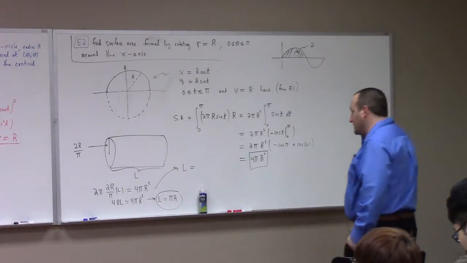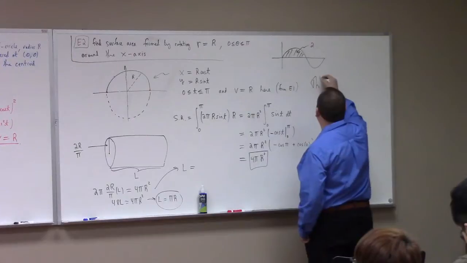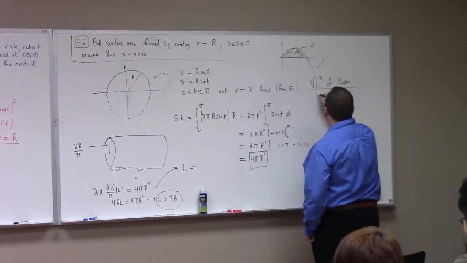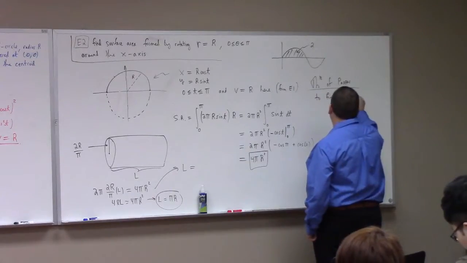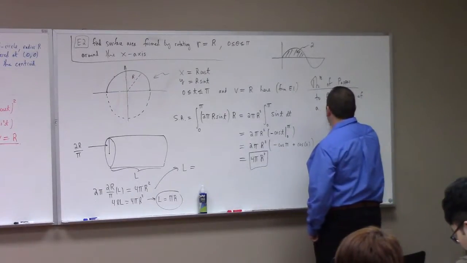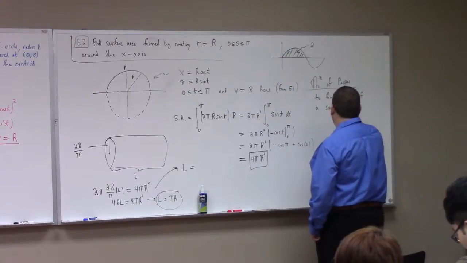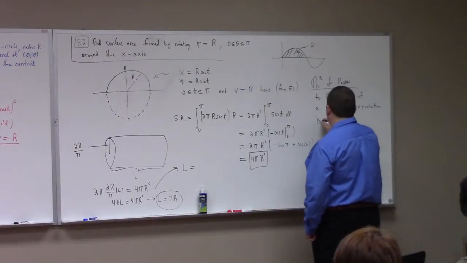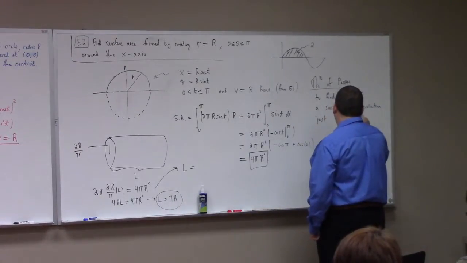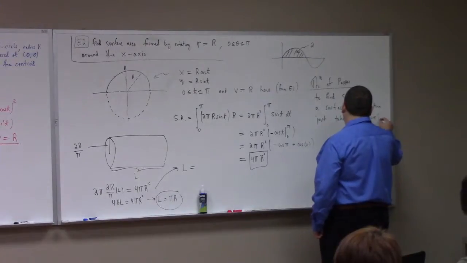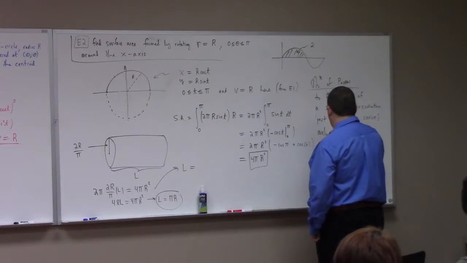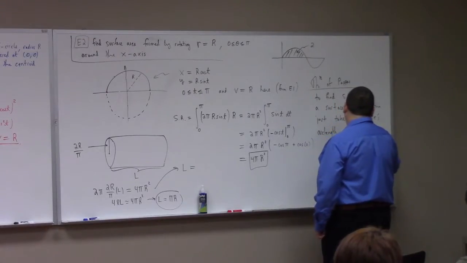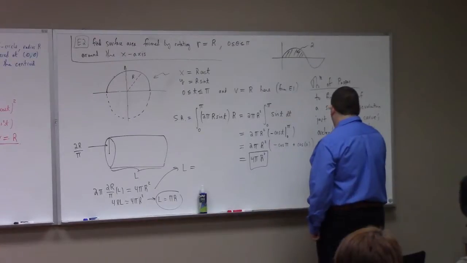This is the theorem of Pappus. To find the surface area of a surface of revolution, just take the curve arc length and multiply by the centroid.